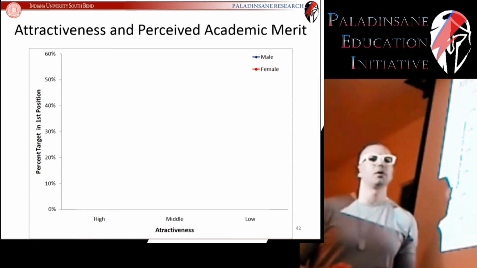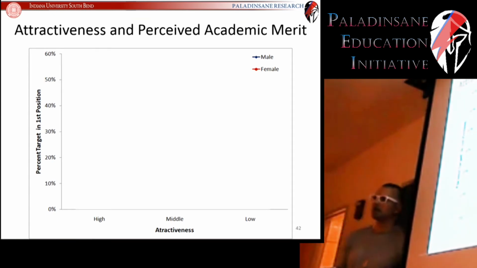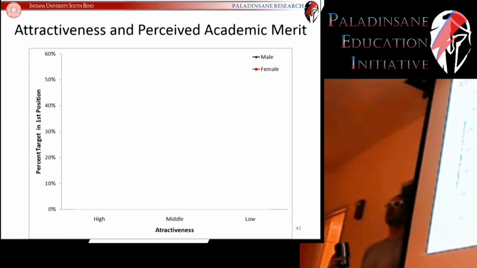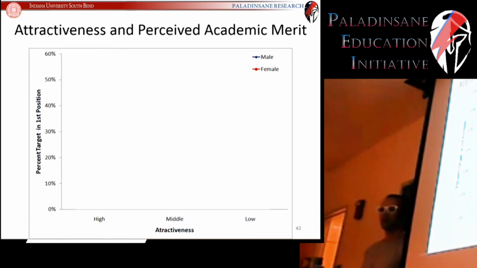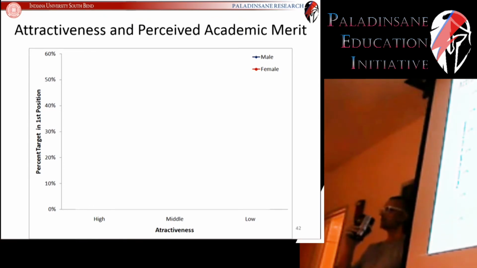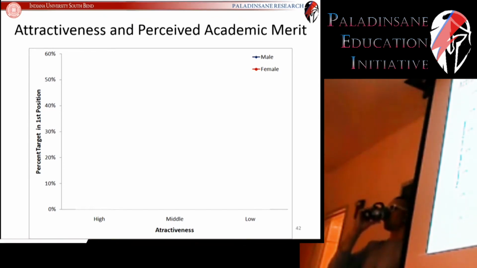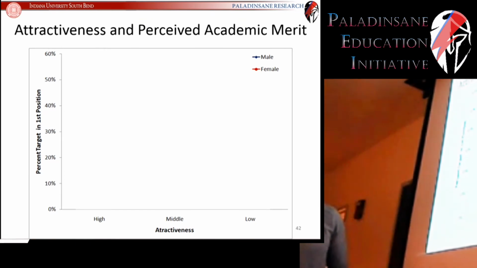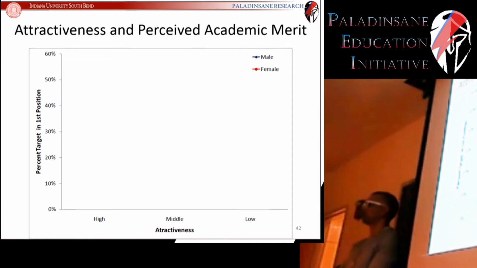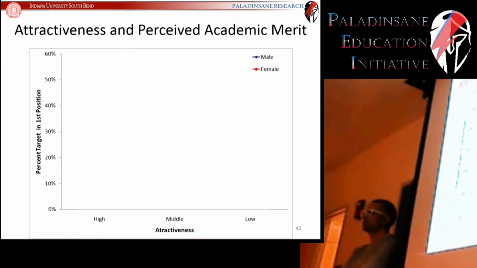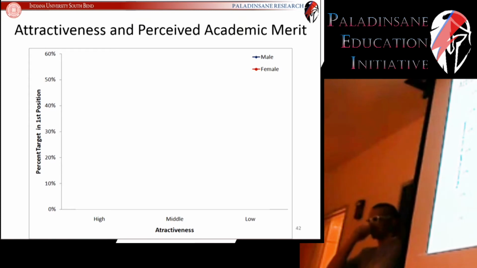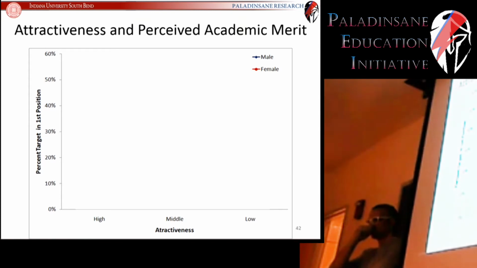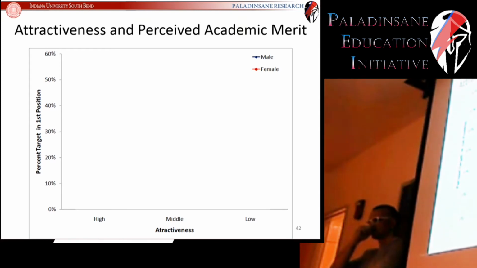So when people are judging males, what do we think? Who's going to get the most scholarships? When people are judging females, who's going to get the most scholarships? Any suggestions? Any thoughts? Probably the middle attractiveness would get the most scholarships.